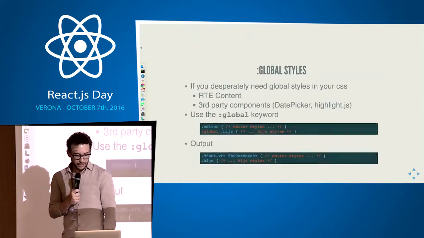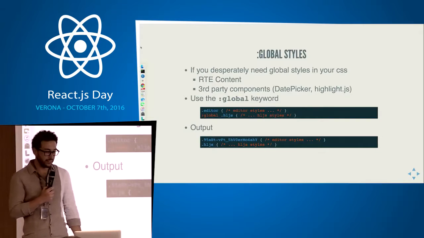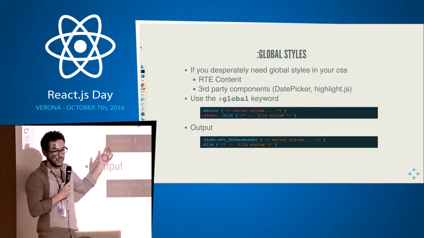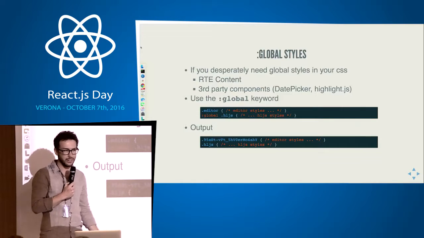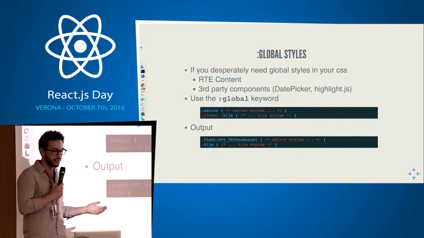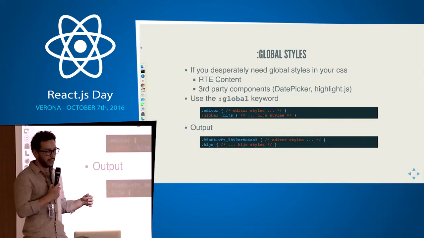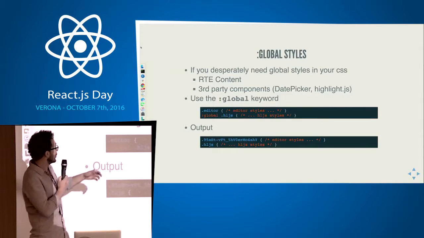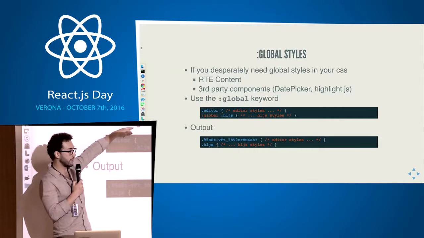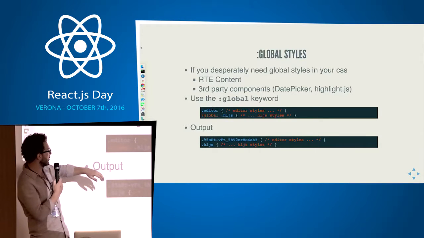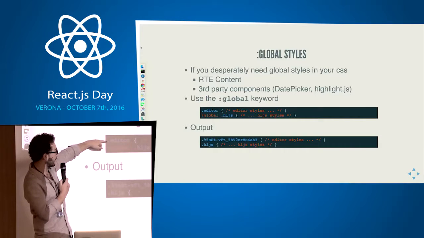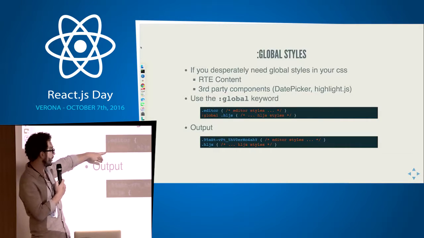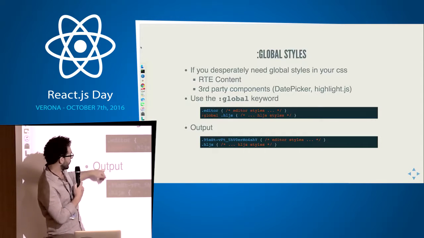So if you are in dire need and still need global styles for whatever reason, like you have third-party components like a date picker or Highlight.js, or you have RTE content, and you still need to define global styles to override things, you don't need to create a new CSS file for that. You can use the global keyword in your CSS module. And the idea is, this is a local class name editor, and if you want to have it global, you just prepend the global keyword. And the output will look like that.